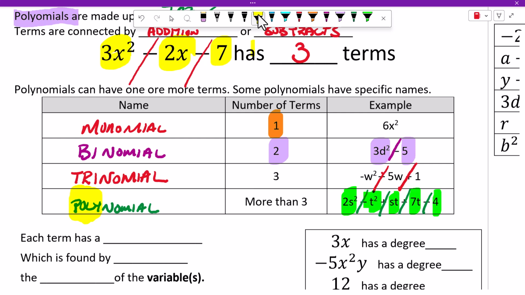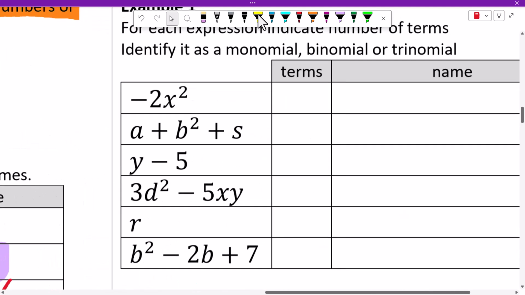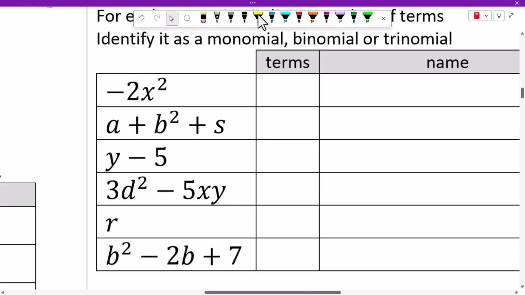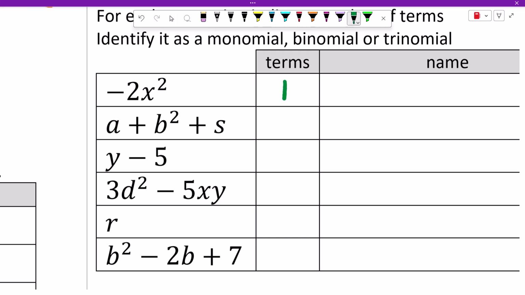Okay, so we're going to practice this. All right, going over here, we're just going to list the terms. We'll do the names second. Going for the first expression here, how many terms are there? Yes, Thomas, thank you. Just one. Next one, how many terms do you see? 3. Good. We split it here and here. So 1, 2, 3.